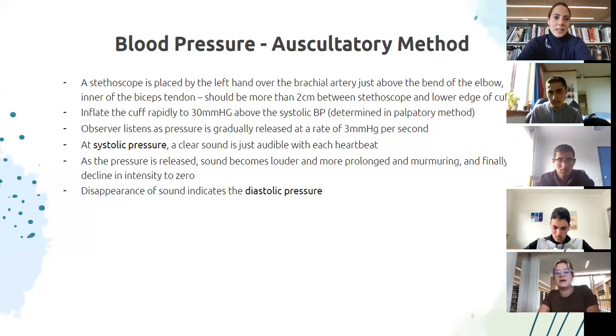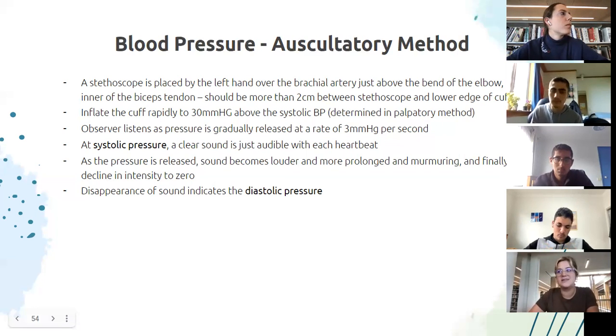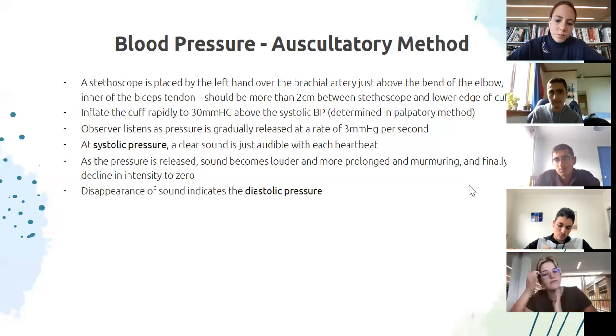Obviously nowadays people use the automatic cuffs, the ones that just measure it for you. But in things like OSCEs, you're going to have to do it by hand. And when you practice it, it does make a lot more sense. However, it is really hard to find the brachial artery and hear the sounds. I don't know if anyone else struggled, or maybe it was just my tutorial group, but it was pretty tricky. And yeah, those are the 5 vital signs.